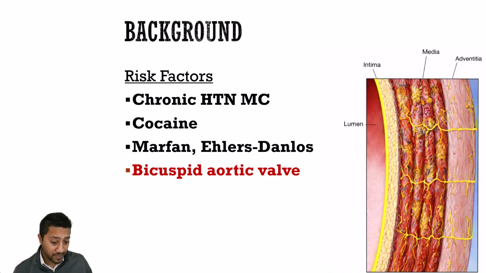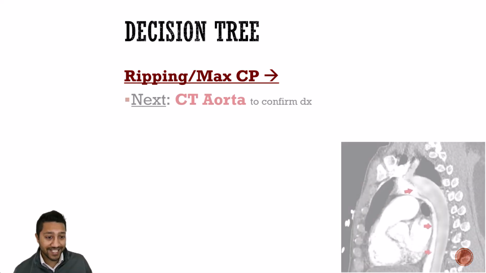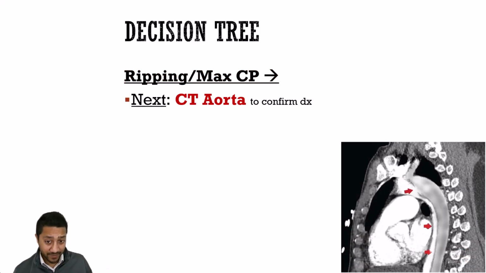However, remember, when it comes down to a clinical vignette, if your patient has that classic ripping maximal intensity chest pain, then it doesn't matter if they have these risk factors or not. That patient is experiencing an aortic dissection until proven otherwise. So once you've identified a patient with that classic aortic dissection presentation, the next step is to confirm the diagnosis with a CT aorta.